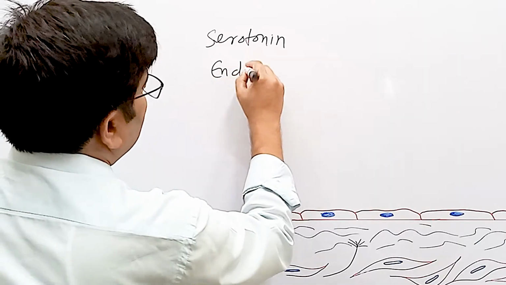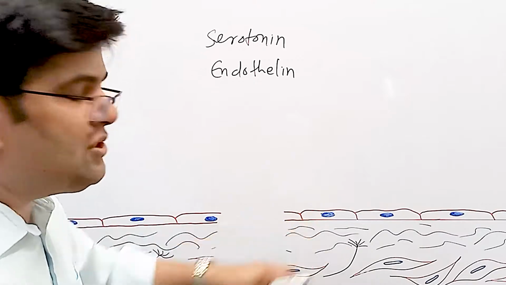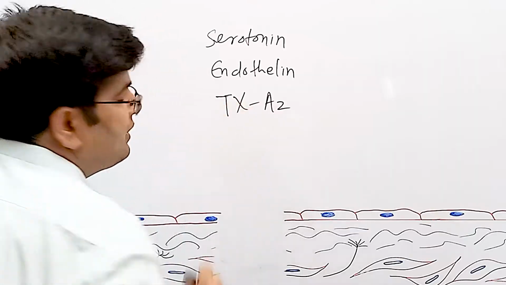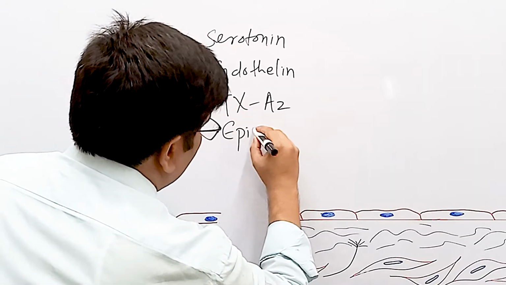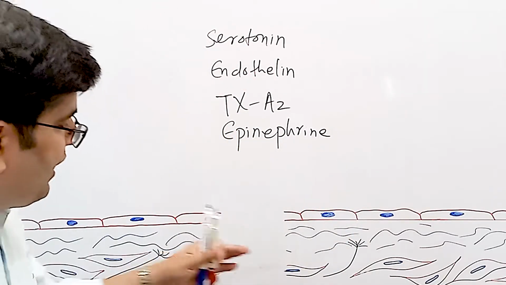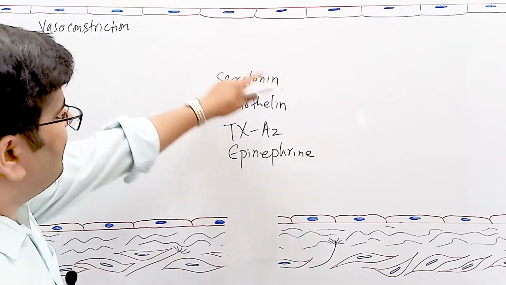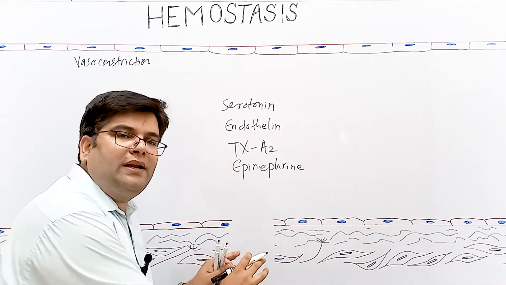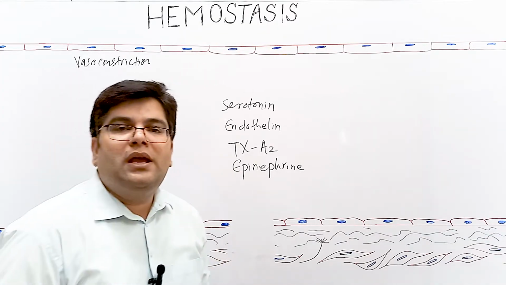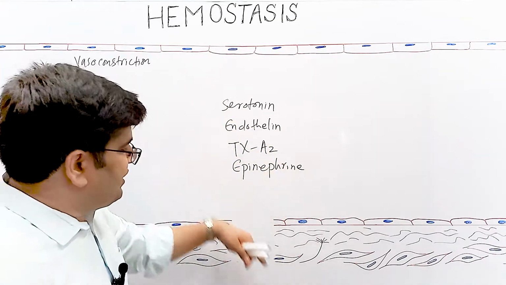And also endothelin. Endothelin is a very powerful vasoconstrictor factor which is released from the damaged endothelium. And also thromboxane A2, which is released from the platelets, and epinephrine as well. They are all released after there is damage to the endothelium and also the underlying tissue, and also from platelets. These chemicals play their role locally. They act as local paracrine factors and cause powerful vasoconstriction, and hence decrease the diameter of this vessel, decrease the flow of blood and decrease bleeding.